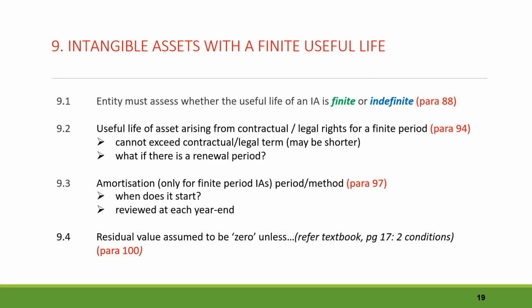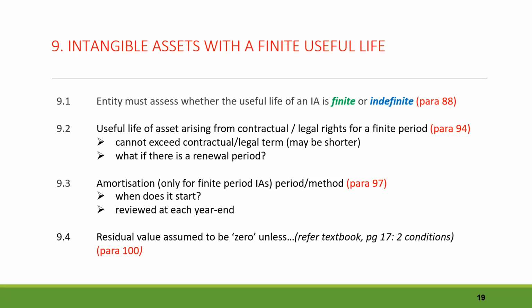But there's one specific thing about the amortization, right? The specific thing relates to the useful life of the intangible asset. So it's very important upfront that you decide whether it has a finite useful life or an indefinite useful life. For an intangible asset, it can be either or.